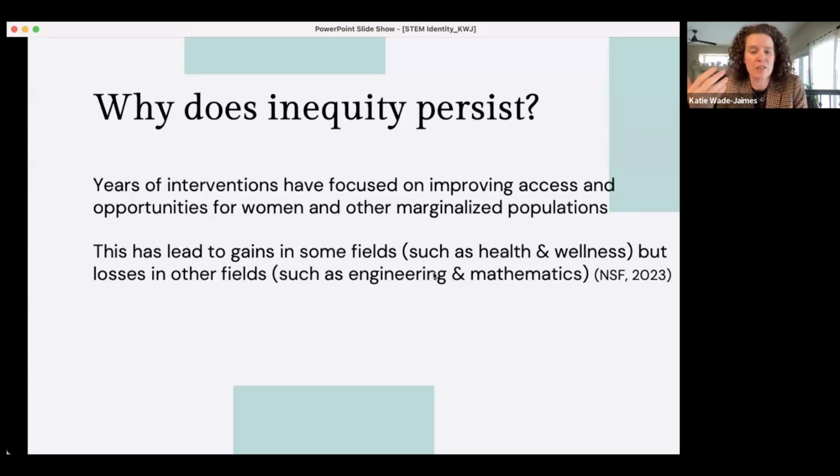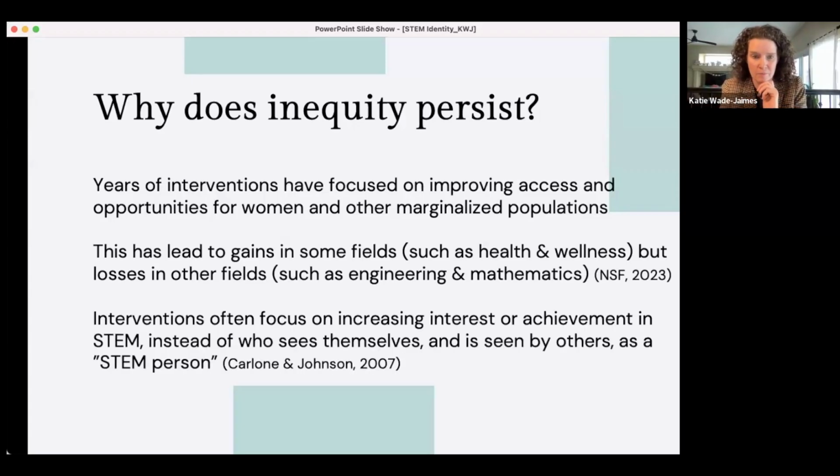So some of the fields, especially fields related to health or wellness, like was pointed out, things like the social sciences, are a lot higher than those other fields like engineering and math, and we're seeing losses in those fields. So even though there might be gains in some cases, there are losses in other cases.